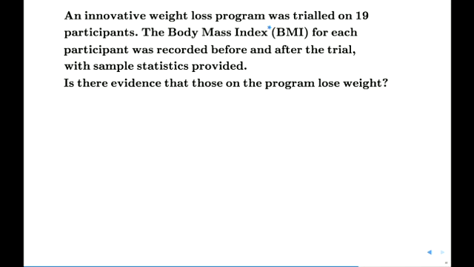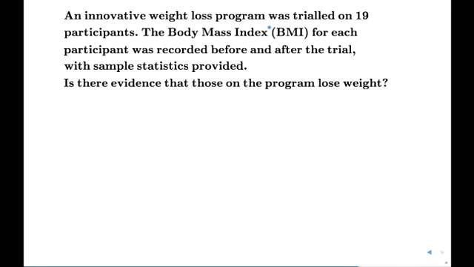All right, here's another example. An innovative weight loss program was trialled on 19 participants. This is the same program that you'll have a look at in next week's tutorial as well. So I've got a number of measurements arising out of this particular study that I did the stats for. It's kind of interesting.